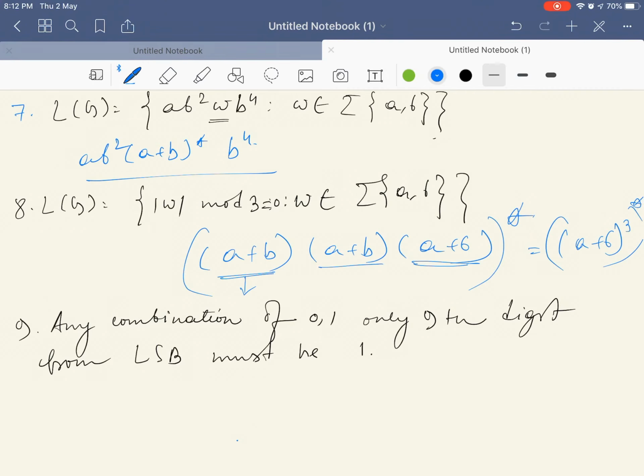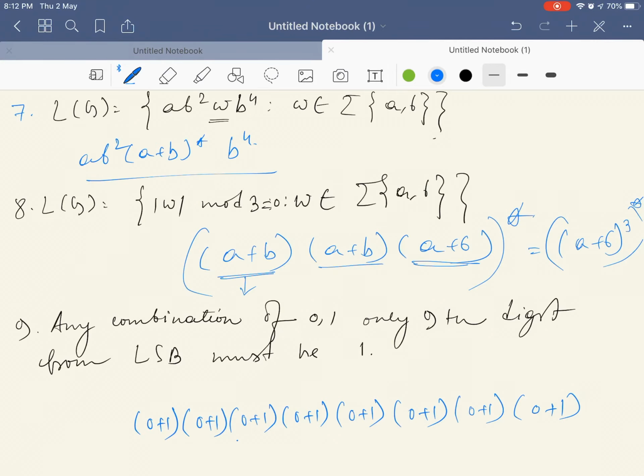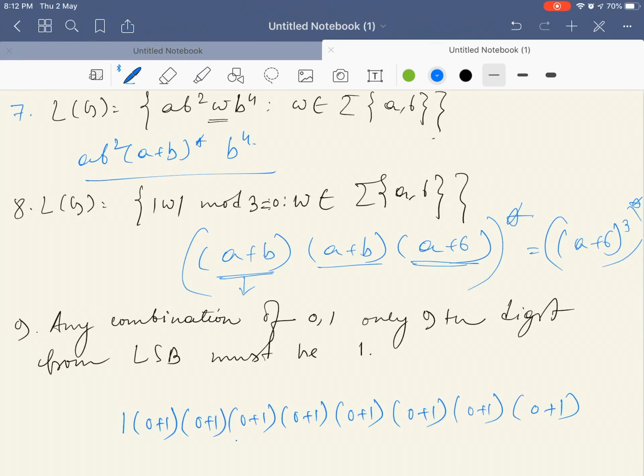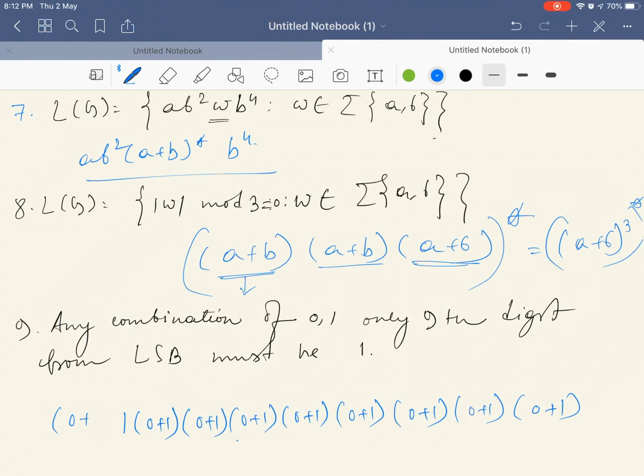From the problem statement I can easily identify that the first digit may be any combination of a or b, second digit may be any combination of a or b, third digit, fourth digit, fifth, sixth, seventh, and eighth digit may be any combination of a and b. The next one is 1, and the last digits after that may be any combination of a and b. So this is my 9th digit, right?